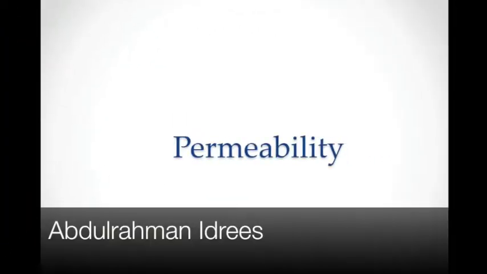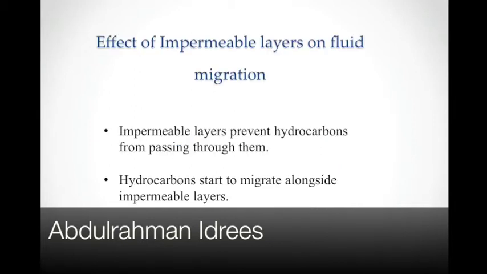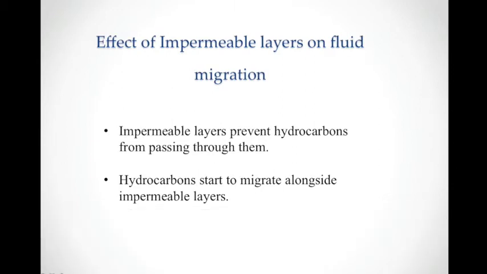Permeability plays a significant role to control the direction of fluid migration. When hydrocarbons hit a low permeability layer, they cannot pass through it. As a result, the hydrocarbon starts to move alongside the impermeable layer because the buoyant force is still driving the motion upwards, and the impermeable layer is not allowing hydrocarbons to pass through it. Combining this with different geologic settings, it would result in different outcomes.